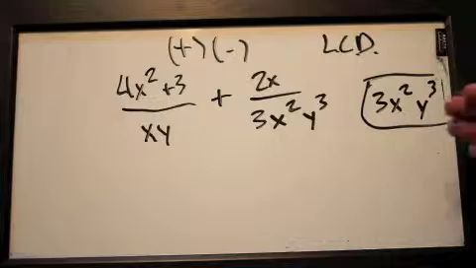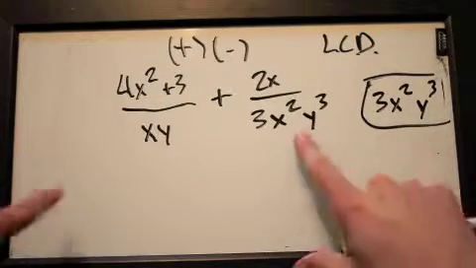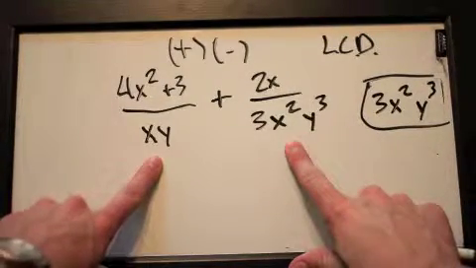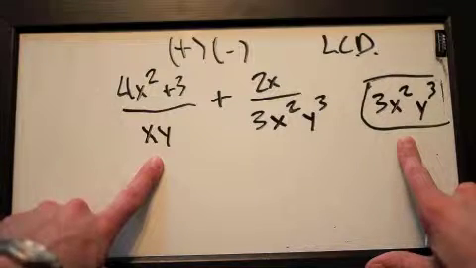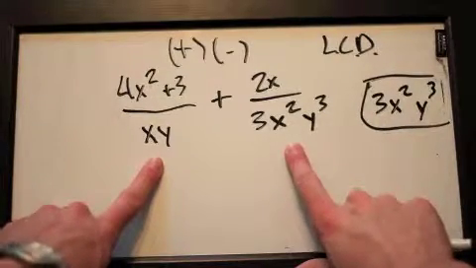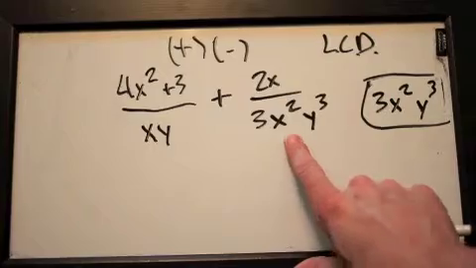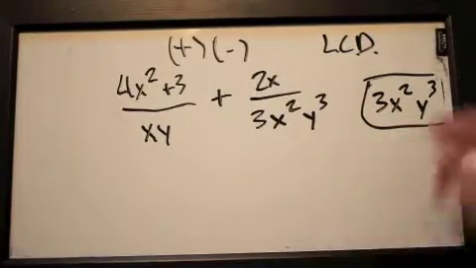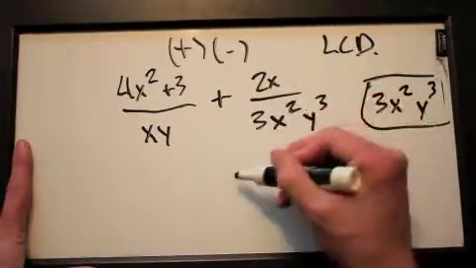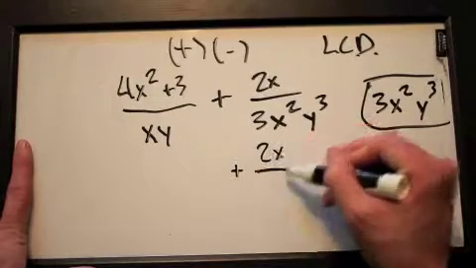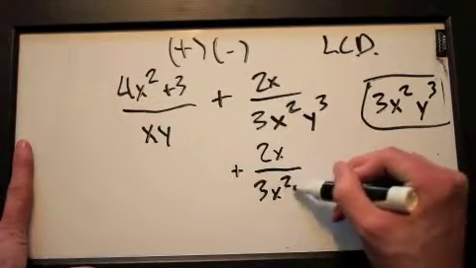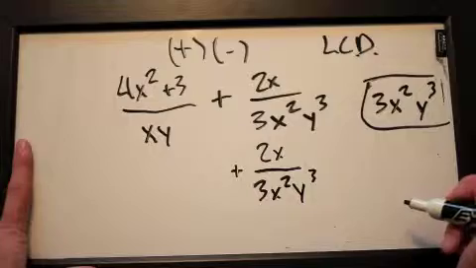So what we're going to do is make these two denominators equal to this. So, am I really going to need to change this one? Well, no, because these two are already the same. So this rational expression is not going to change, since it already contains our least common denominator.